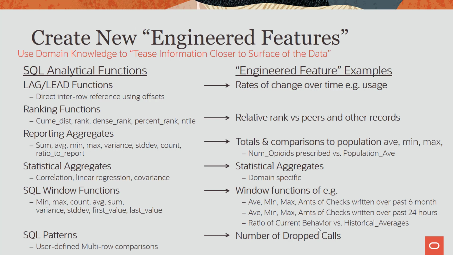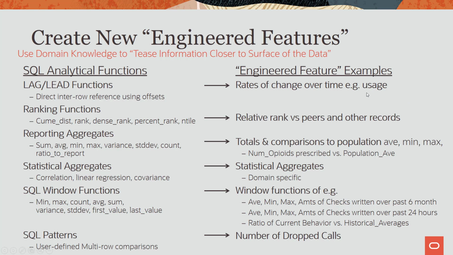A couple more things before I close up. One of the things that I think is most powerful of everything you're doing here with machine learning is to use your domain knowledge. So you as a SQL professional, probably an R professional or a Python professional or whatever, want to use your domain knowledge to tease the information closer to the surface of the data. So you may have used the SQL lead and lag functions. You say, well, I've noticed rate of change.